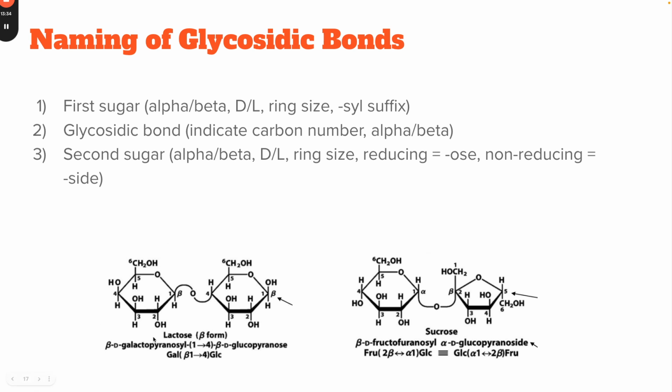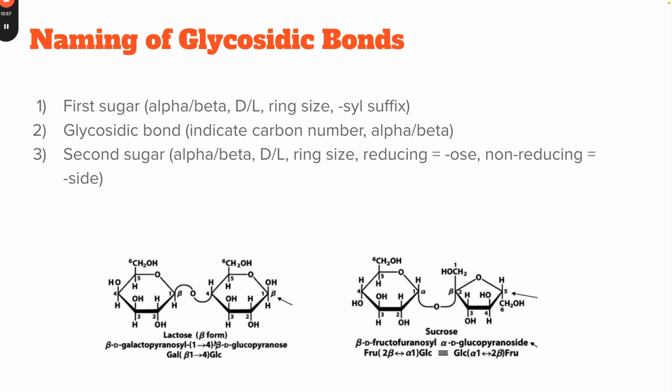As we can see in this first sugar, it's beta because the O group is up, so it's cis to the CH2OH group. So beta-D-galacto, which is the name of the sugar, pyranosyl, which is the type of ring, and then we have the -yl suffix. Then there's the glycosidic bond, which is a beta bond here, beta 1,4. And then we have our next sugar, which is the same nomenclature.